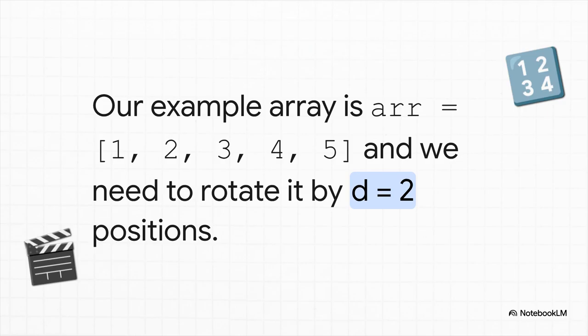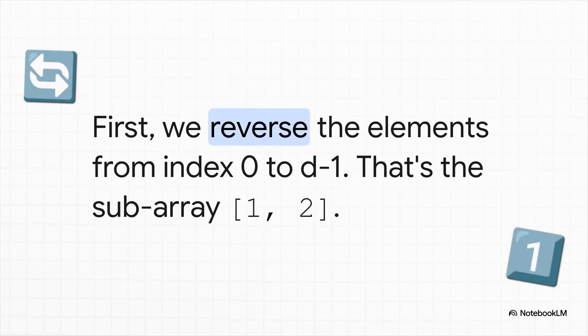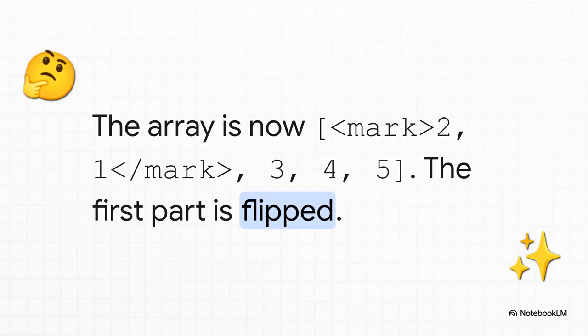Okay, so here's our setup again. The array is 1, 2, 3, 4, 5, and we need to rotate it by 2 positions. That means the part we're moving is that 1, 2 at the front. Step 1, we're going to reverse just that first part, the 1, 2. It's a simple swap. So after that first step, our array now looks like this. The 1, 2 has become 2, 1. And at this point, it definitely doesn't look like we're getting any closer to our solution, does it?